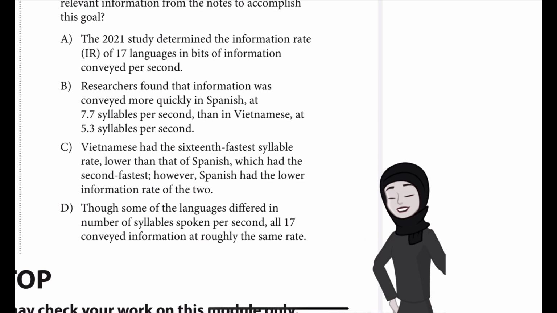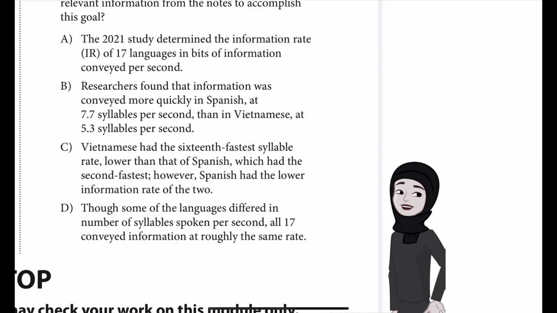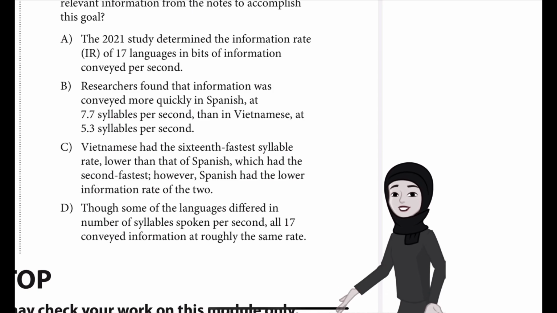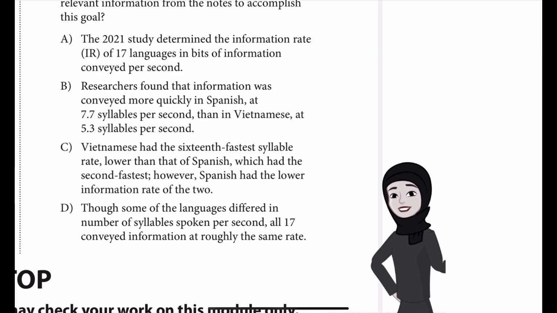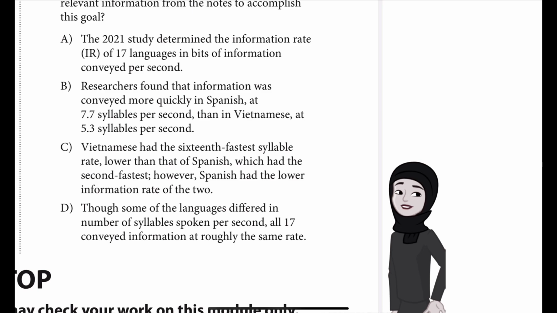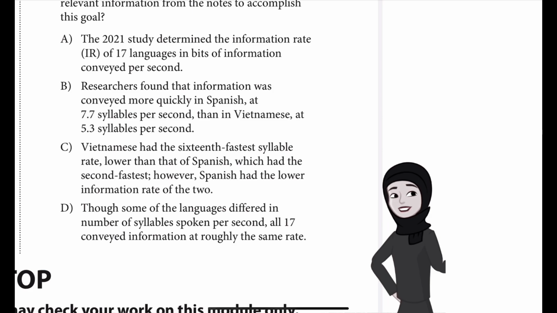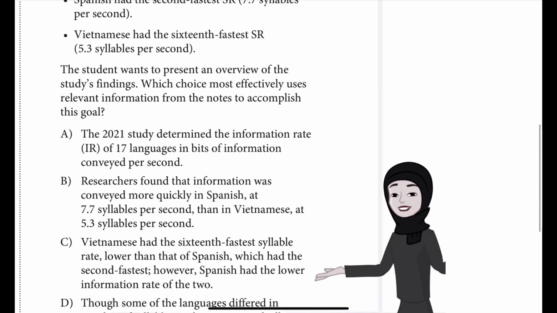Is it A, the 2021 study determined the information rate IR of 17 languages in bits of information conveyed per second? B, researchers found that information was conveyed more quickly in Spanish at 7.7 syllables per second than in Vietnamese at 5.3 syllables per second. C, Vietnamese had the 16th fastest syllable rate, lower than that of Spanish, which had the second fastest. However, Spanish had the lower information rate of the two. Choice D. Though some of the languages differed in number of syllables spoken per second, all 17 conveyed information at roughly the same rate.